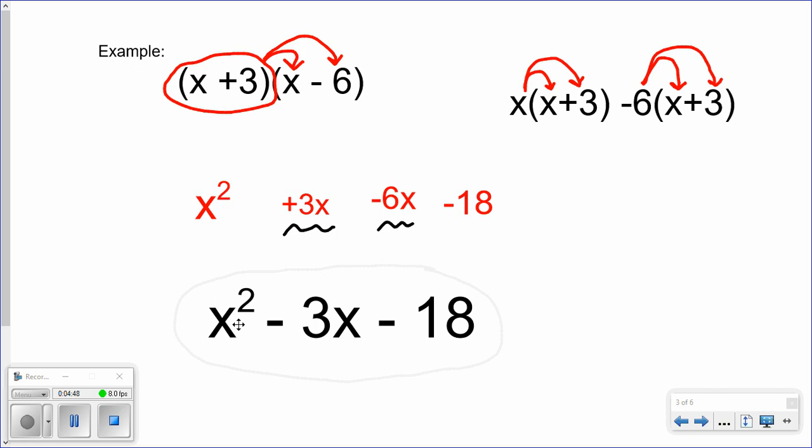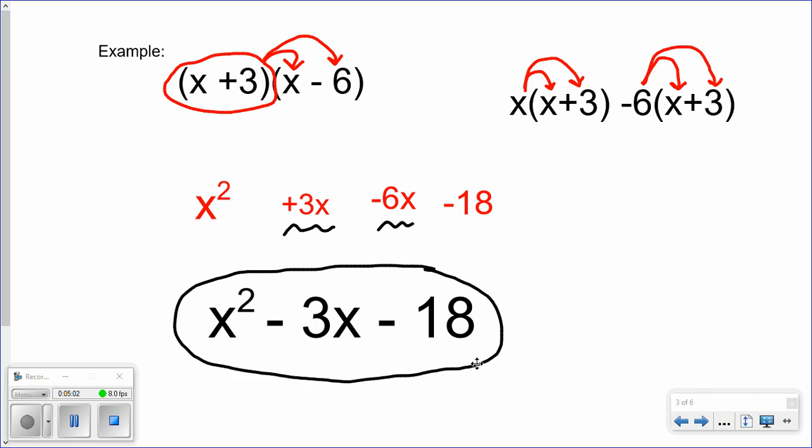I just want to make sure that I have no other like terms to combine, which I don't because none of them have the same exponent and variable. And then I want to double check to make sure it's in order. So this has a degree of 2, 1, and 0, so that is my final answer.